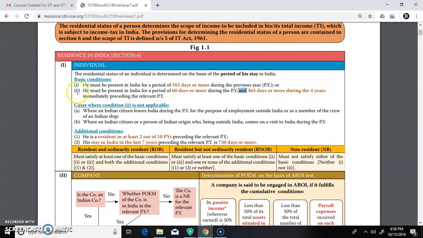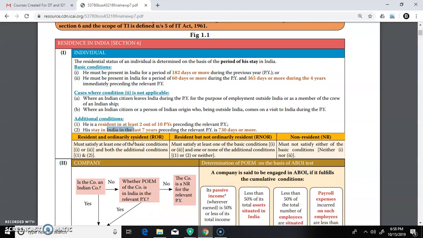Now, when is this second condition not applicable? If an Indian citizen is leaving India for the purpose of employment, then the second condition is not applicable. If an Indian citizen or person of Indian origin, being outside India, comes on a visit to India, then the second condition is not applicable. Additional conditions: he is a resident for 2 out of 10 preceding years. His stay in India in the last 7 years is 730 days or more.